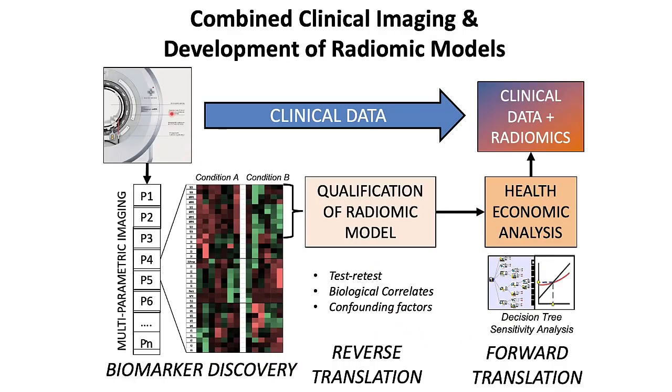So this is our reverse translational model. We end up going PET-CT or PET-MR. We're collecting our clinical data in the usual way, but at the same time we are exploring for biomarkers that could be associated with a particular outcome. Once we have found those, we can then carry on collecting clinical information in other studies whilst we qualify the radiomic model with test-retest performance, looking for biological correlates and confounding factors, and finally undertake the health economic analysis.